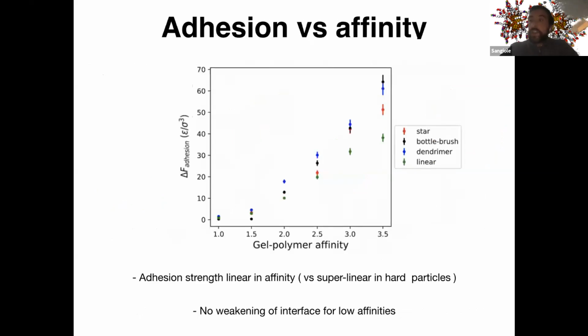Now, just quickly, because I see that my time is up, what we observe is that there are qualitative differences already compared with hard nanoparticles. First of all, the adhesion strength is linear in the affinity with the gel, unlike the hard nanoparticles, where the adhesion strength is superlinear. At the same time, when we use soft nanoparticles, there is never a weakening of the interface at low affinity. So we don't have a minimum value of attraction required to have adhesion. The adhesion can at most drop to 0, but never makes the system anti-adhesive.